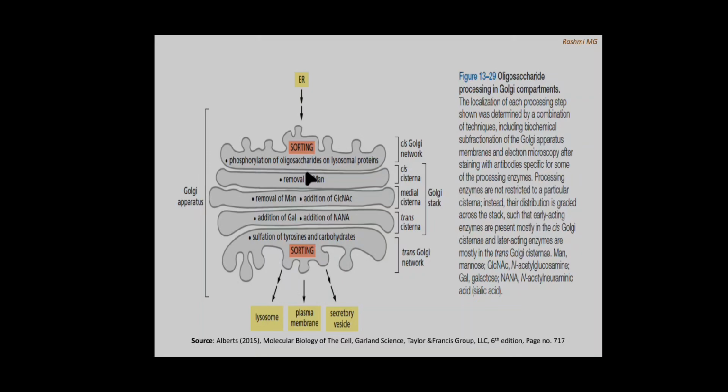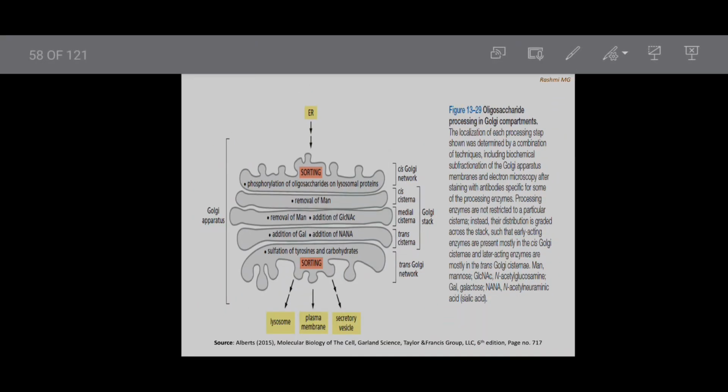The phosphorylation of oligosaccharide on lysosomal proteins, that you will be learning today. And removal of mannose, addition of GalNAc, addition of Gal, addition of NANA, sulfation of tyrosines and carbohydrates, we all learnt it yesterday itself.